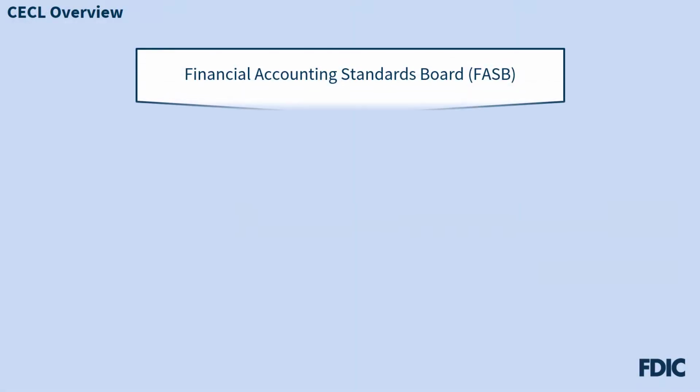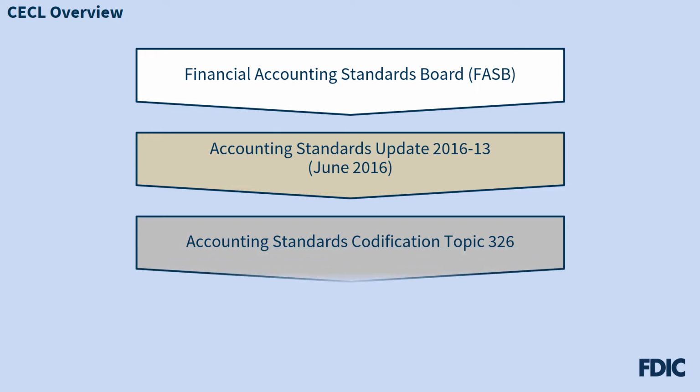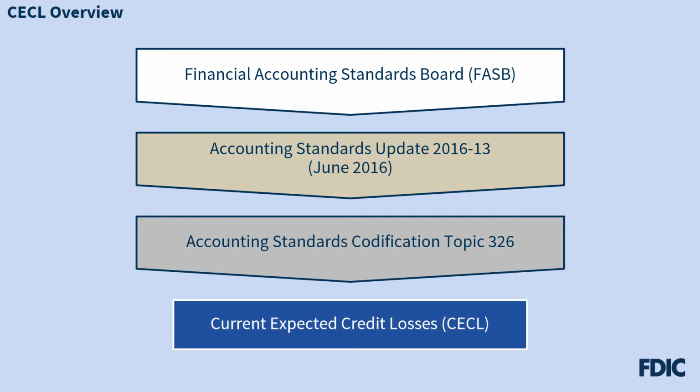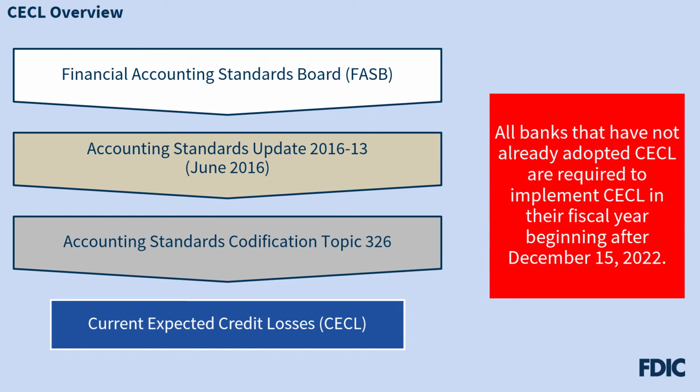The Financial Accounting Standards Board, or FASB, issued the Expected Credit Losses Accounting Standard in June 2016 through Accounting Standards Update 2016-13. This update added Accounting Standards Codification, or ASC, Topic 326. This accounting standard introduced the CECL methodology for estimating the allowance for credit losses. All banks that have not already adopted CECL are required to implement CECL in their fiscal year beginning after December 15, 2022, although early application is permitted.